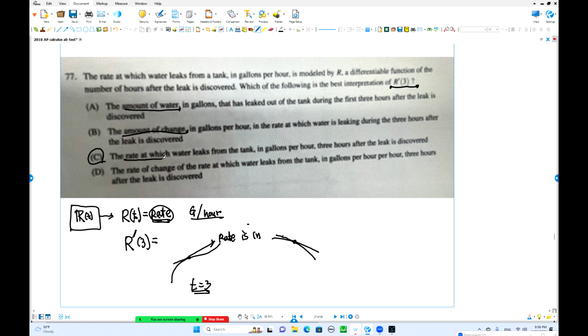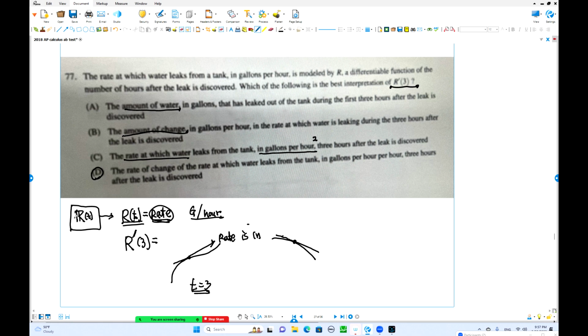The rate. This is the rate, okay? The rate of change of the rate at which water leaks from the tank in gallons per hour per hour. Oh, this is the correct one. This is per hour. Another derivative is what? Another hour, so hour squared, okay? That's the unit. But what happens over here? Gallons per hour, no. The unit is improper, okay? Per hour squared. Are you okay with this?